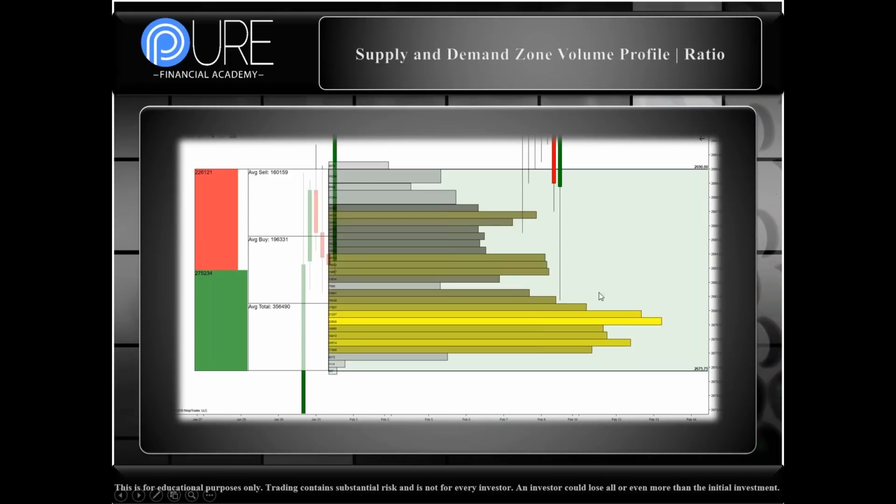I'm not sure if you guys can see my mouse here. I suppose I could, let's see here, maybe I can use a highlighter.